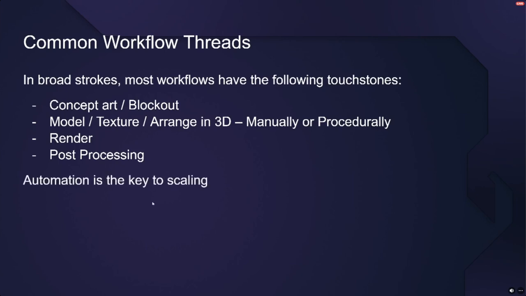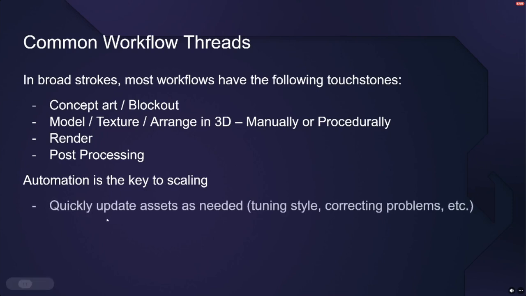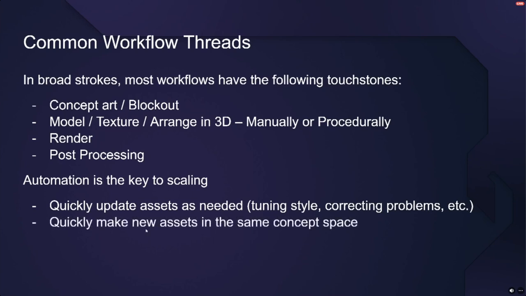One thing to keep in mind, I mentioned you want to build these knobs in there for flexibility. The other thing you want to be looking for are any step in the process that you could automate in some way. That is going to be huge. Essentially, if you automate these processes, you can quickly update the assets as needed to tune the style or correct any sort of problems you run into. You can make new assets in the same concept space.